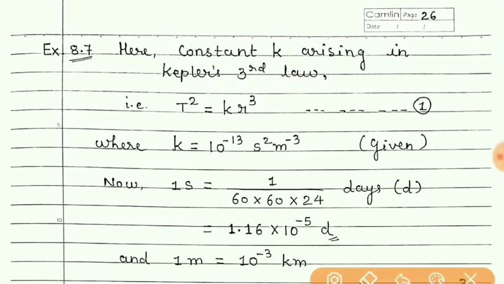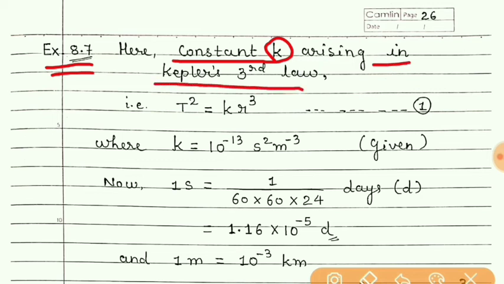Now, example number 8.7. Students, here given that there is a constant k arising in Kepler's third law.